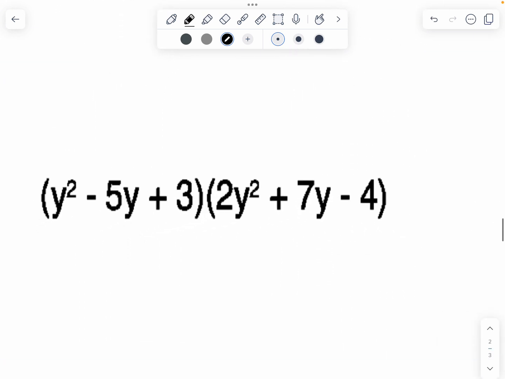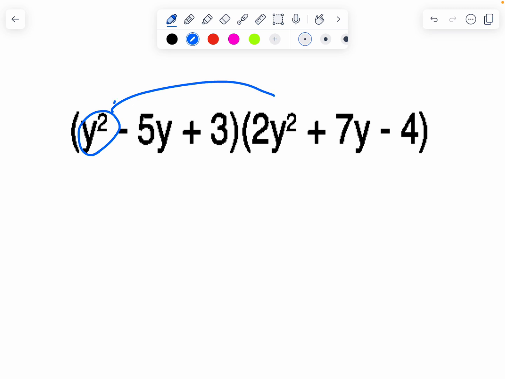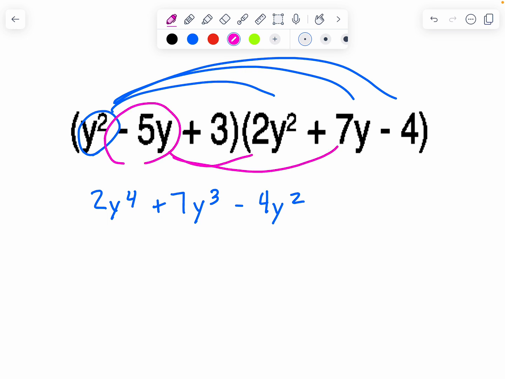And these ones get to be a little much, so I think it's important to stay organized. So now I have 2 trinomials. What I'm going to do first is just distribute the first one to all 3. 2y to the 4th plus 7y to the 3rd minus 4y squared. Okay, and then I'm going to distribute the second one, negative 5.